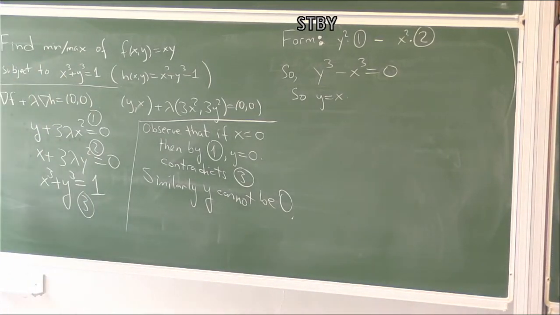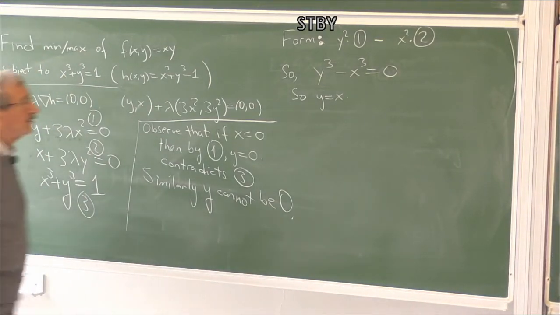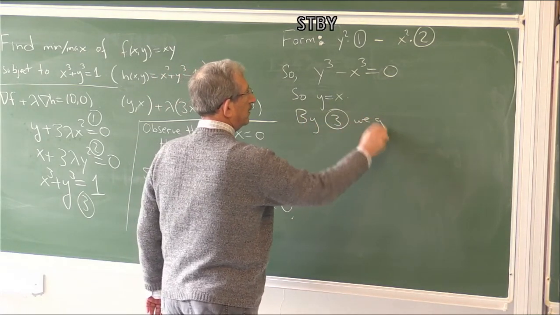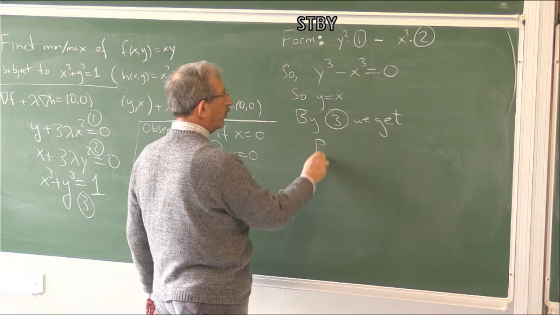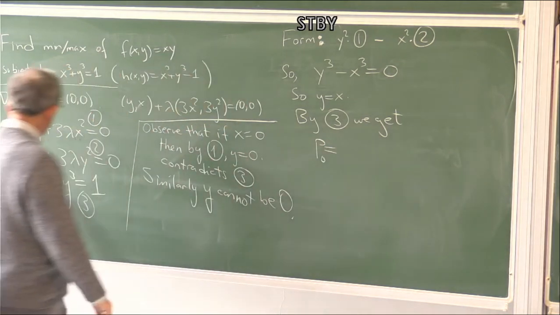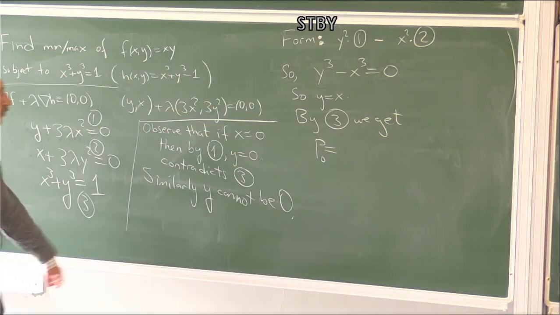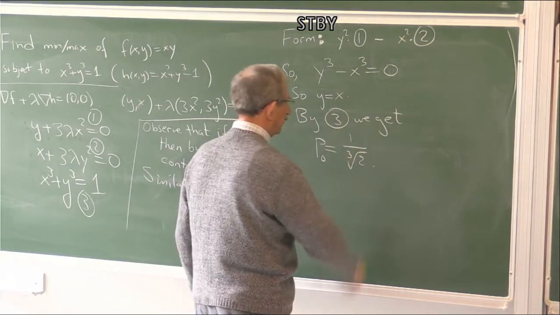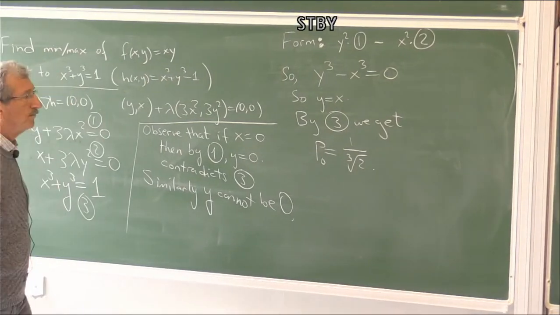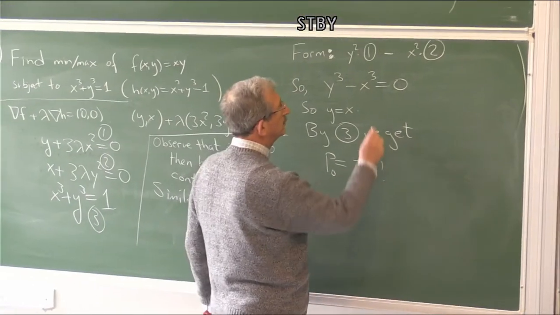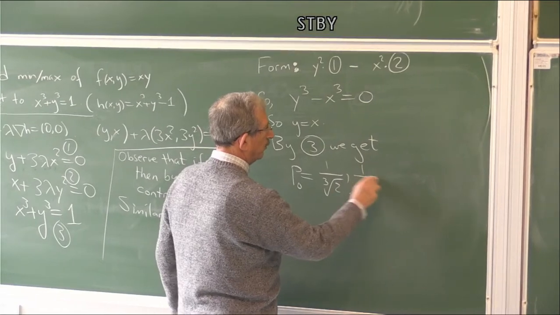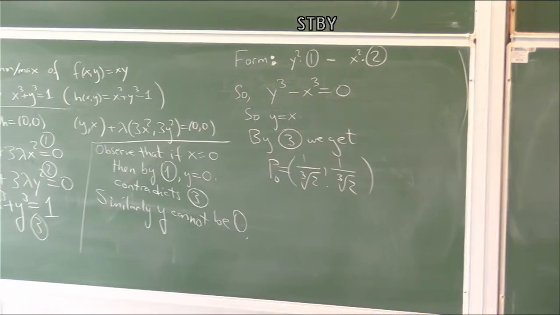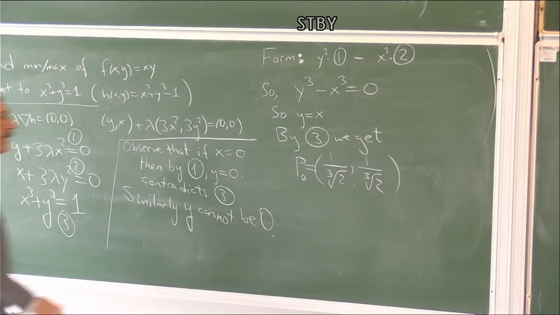Well, if y is x, the third one says that we get the point. If they are equal, you have 2x cubed, so 1 over cube root of 2. And y is equal to it, so it is 1 over cube root of 2. So we have only one critical point. Is this a minimum or a maximum?